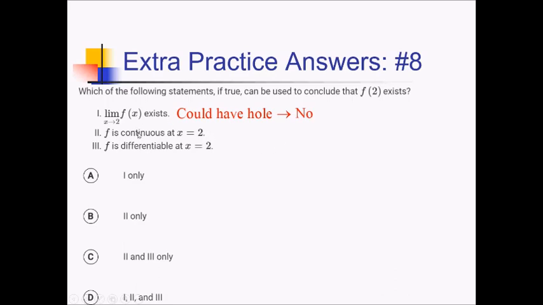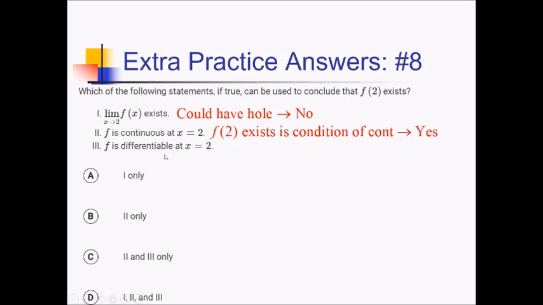All right, how about continuity? Well, f of 2 existing is a condition of f being continuous at x equals 2. So that means that if we know we are continuous, then we have to have f of 2 existing. Otherwise, we could not have proven continuity. So this is a yes.